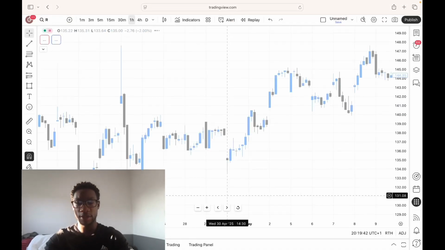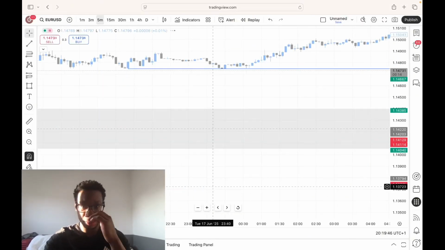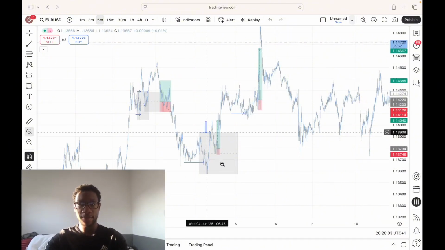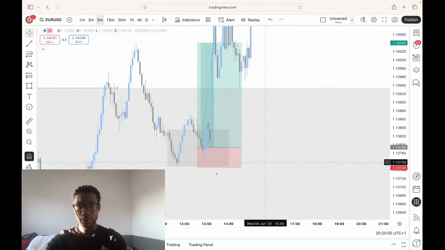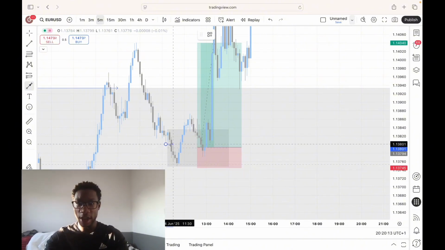Drop to the 5-minute. Cool. So we wait for an institutional candle again on the 5-minute. Then we have this low that gets taken right here. It doesn't matter what low gets taken, and it doesn't matter by how much. All you have to do is make sure you identify a low that gets taken.